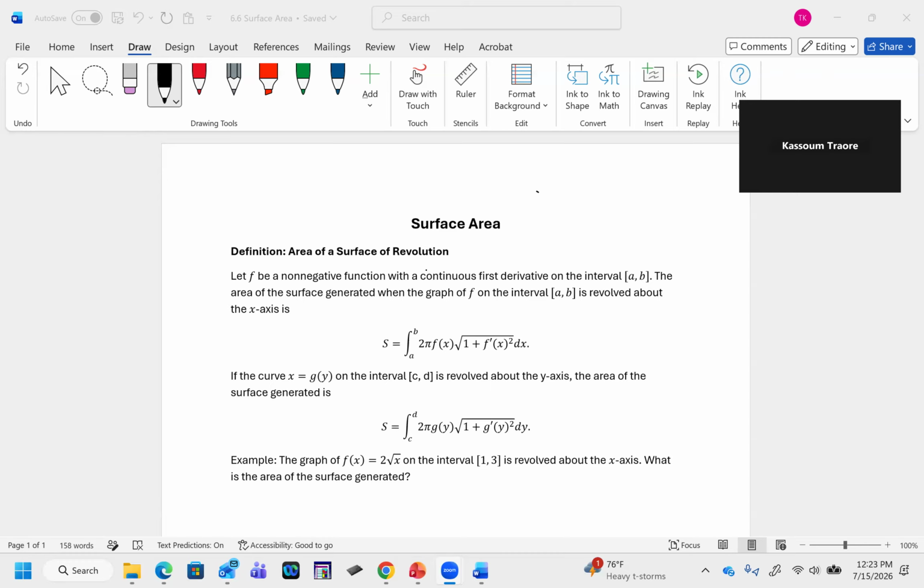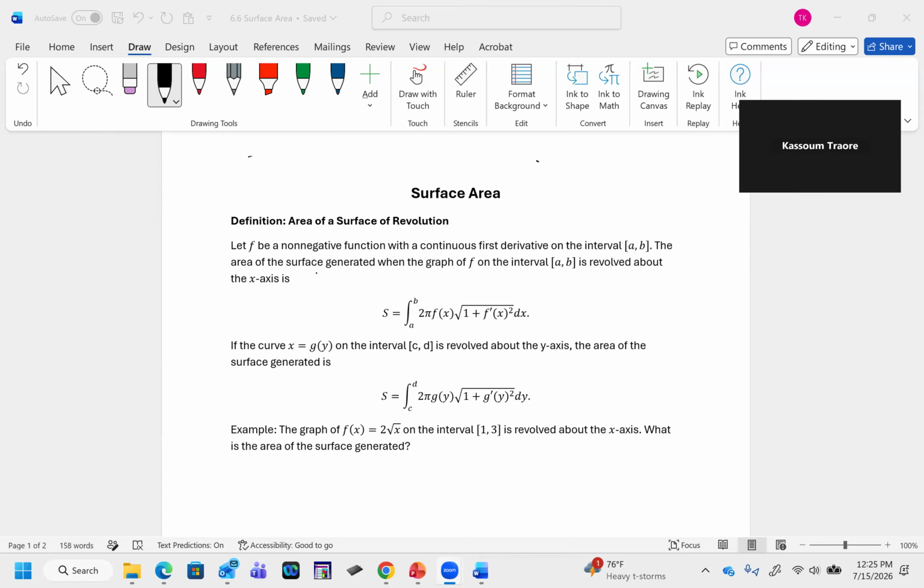And if the curve x equals g of y on the interval c to d is revolved about the y-axis, the area of the surface generated is S equals the integral from c to d of 2 pi g of y times the square root of 1 plus g prime of y squared dy. So, we already know 2 pi times this is the length, right? So this is the surface area formula. So let's go ahead and start.